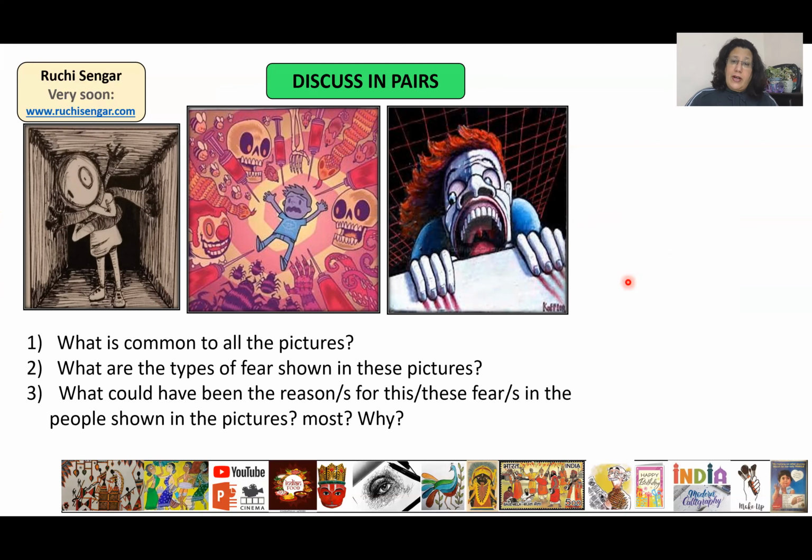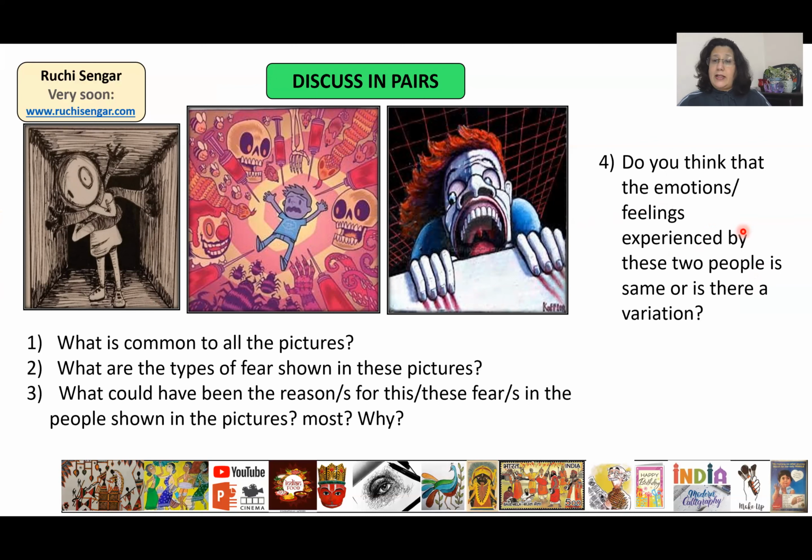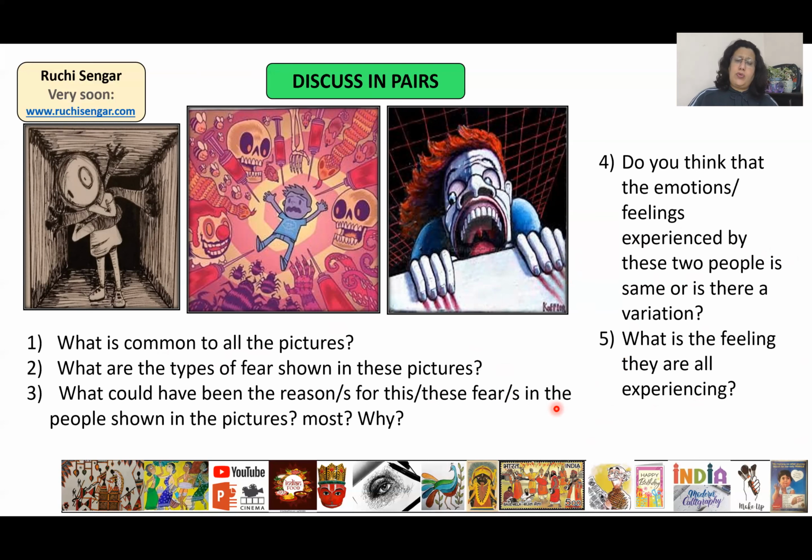So that's one, right? And then you could ask them, do you think that the emotions or the feelings experienced by all these people is the same? Or do you think there is a variation? What are the similarities of the feelings that they are experiencing? So you're making the child sort of think, go back on any kind of similar stimulus that they might have had, and I'm sure they have had, to identify with this abstract concept of fear, right? What is the feeling they all are experiencing? So you choose the kind of questions you want. And so we are sort of nudging them to think about fear.